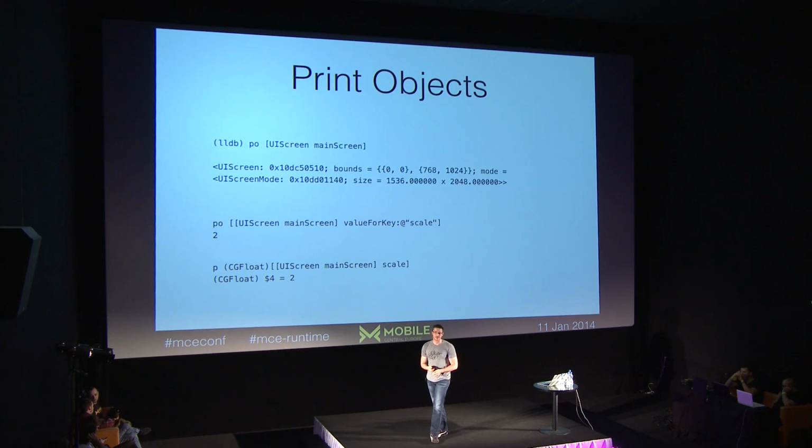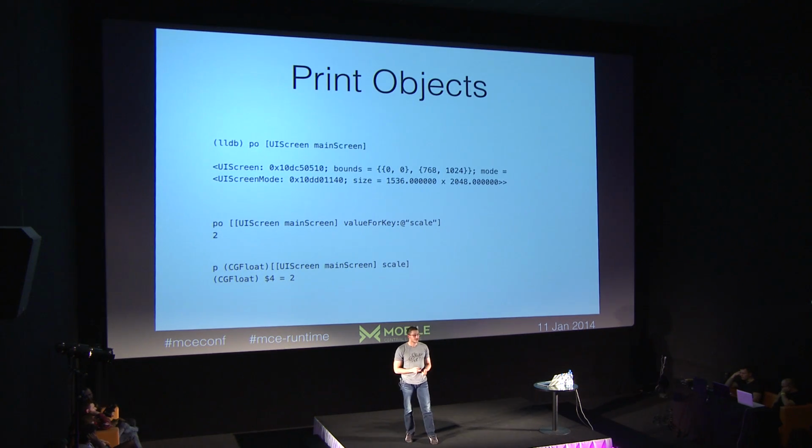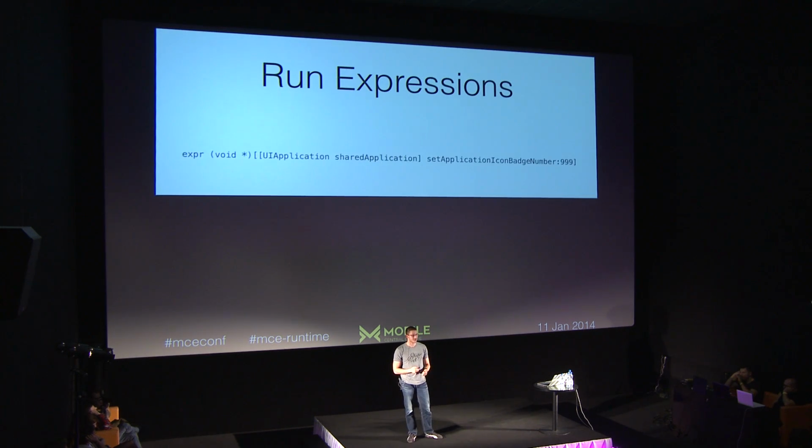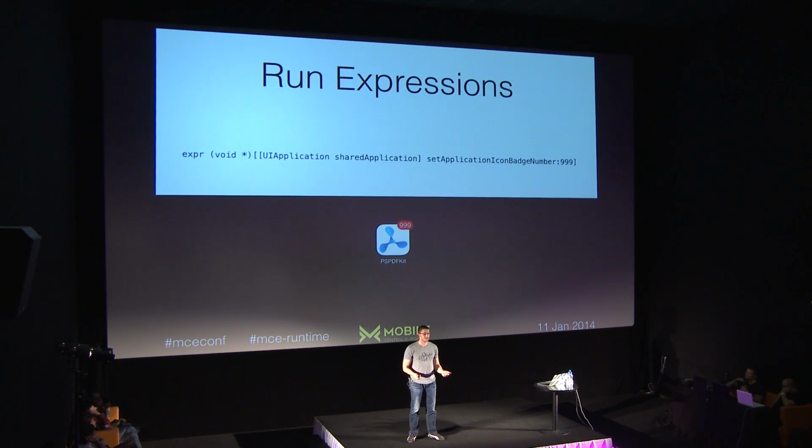So I often use the valueForKey approach because it simply needs less typing. You can run expressions. I could now run in Keynote, and I could say UIApplication sharedApplication setBadgeNumber to 999. And then the badge number would be 999. It probably would never be reset because Keynote doesn't have such a feature.